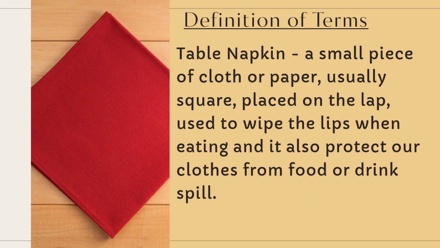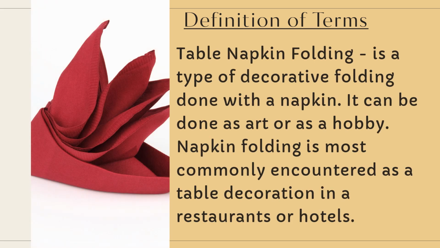Table napkin: a small piece of cloth or paper, usually square, placed on the lap, used to wipe the lips when eating, and it also protects our clothes from food or drink spill. Table napkin folding is a type of decorative folding done with a napkin. It can be done as art or as a hobby. Napkin folding is most commonly encountered as a table decoration in restaurants or hotels.